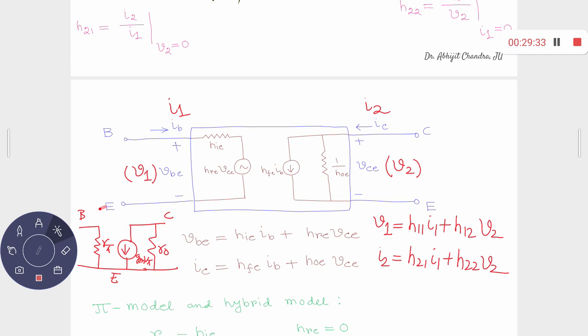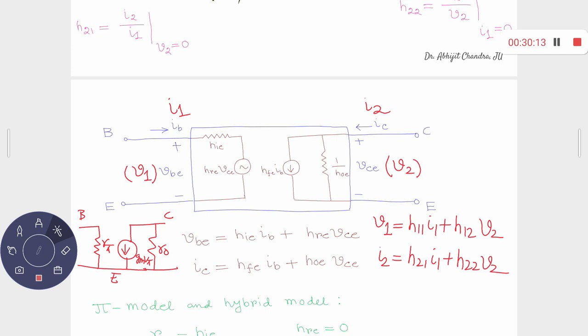Because ultimately, inside this black box, you have a transistor. So there should be some correlation between the elements present over here and the elements present over here. So your HIE is nothing but R pi. Right? Then your HFE IB, whenever I'm representing this current as HFE IB, that means a current dependent current source. HFE IB is a current source, given by some constant multiplied with the current.